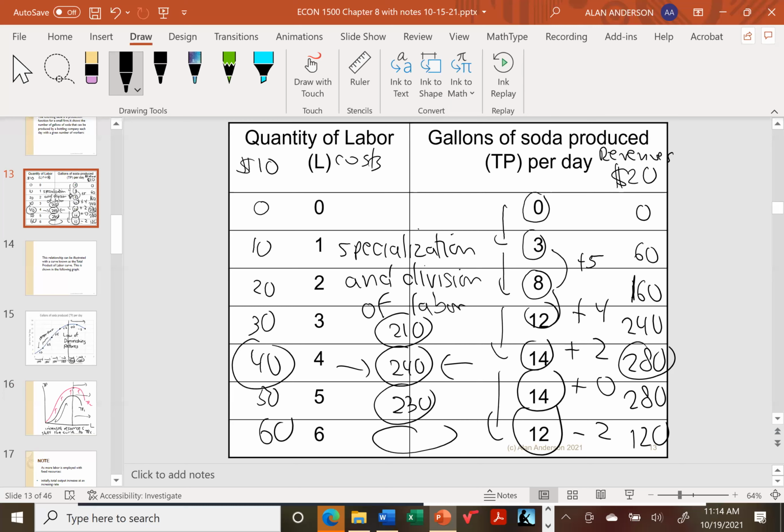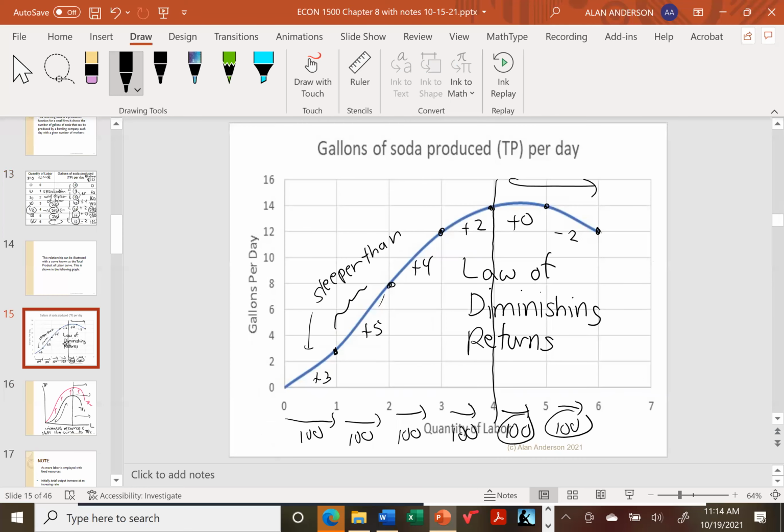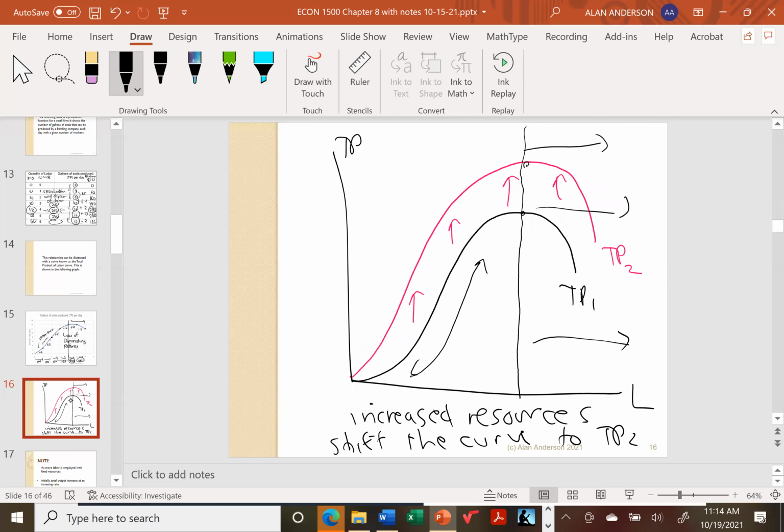So the production itself, we can make important claims about it without knowing how much we can sell the soda for. But ultimately, we do have to compare the cost of producing the soda with the revenues from selling it before we decide how much labor to hire. But one thing we do know is that we're never going to go into the zone here where the output is actually shrinking as we hire more workers.